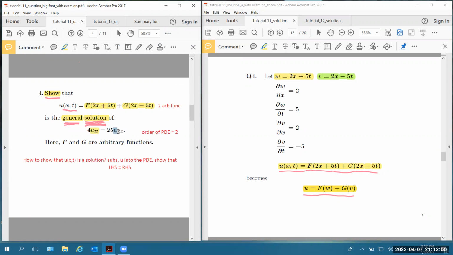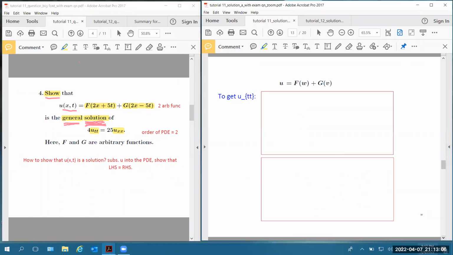I can also see there's a u_tt. All right, so I need to find ∂²u/∂t² and ∂²u/∂x². Okay, so this thing I'm going to differentiate with respect to t 2 times, also with respect to x 2 times. Right? So this is the thing that we have. Okay. So first of all, I want to get u_tt.